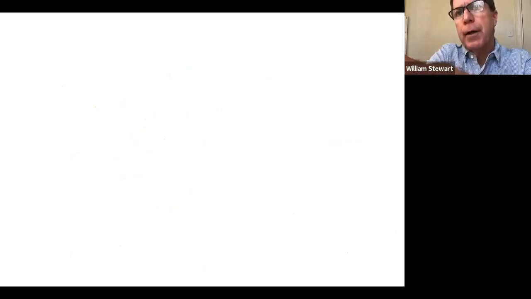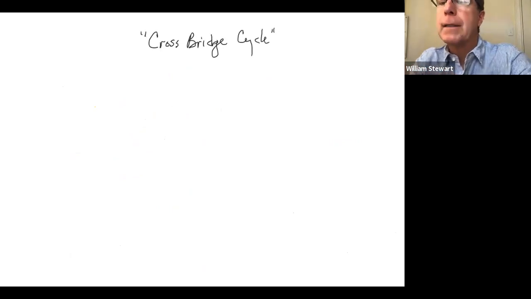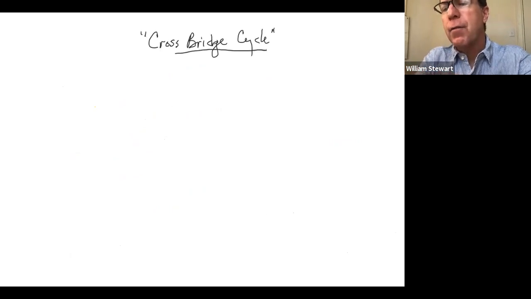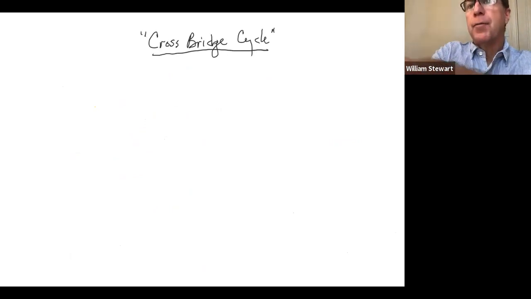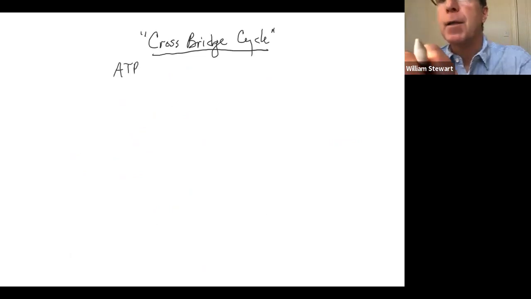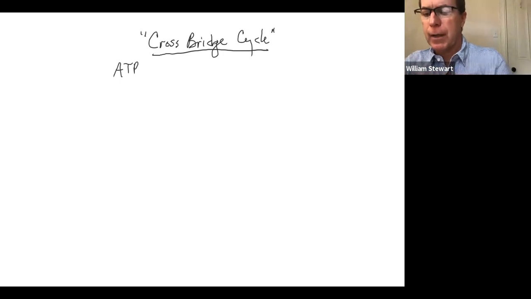This is called, the book calls it the cross bridge cycle. The cross bridge just refers to myosin head attaching to actin. You think of it in parentheses as how the myosin head gets its energy. First and foremost, how myosin head gets its energy is this molecule right here, ATP, adenosine triphosphate.